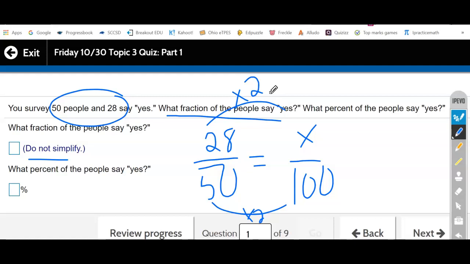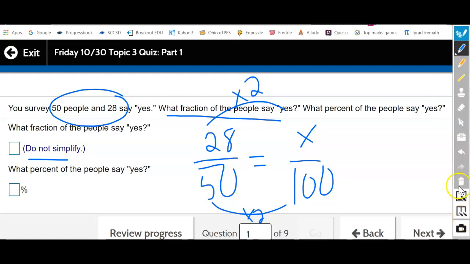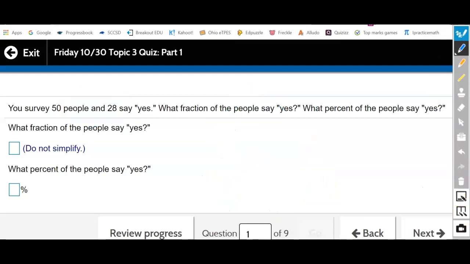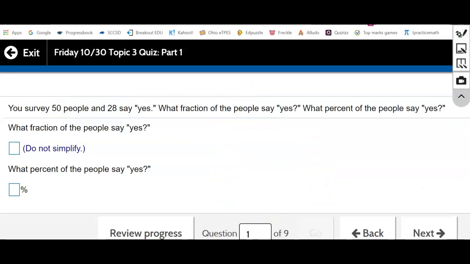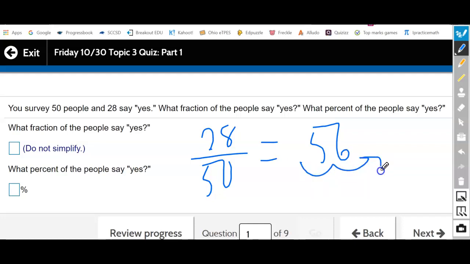And that gives us 50 what? 56. Now, you could have divided it. You could have done 28 divided by 50. You get 0.56. And then we change that decimal to a percent by moving it 2 places to the right. So either way, you still get 56%, right?